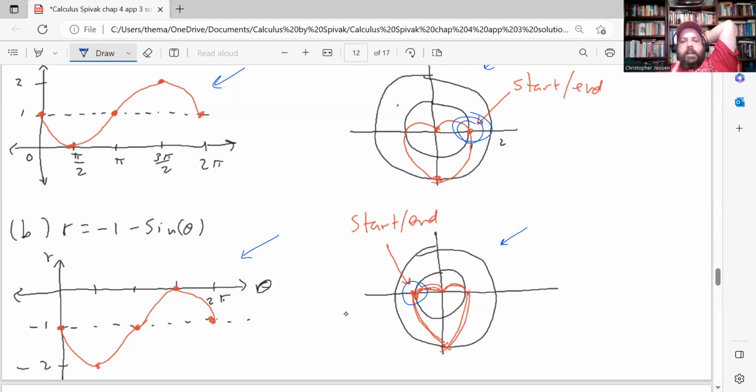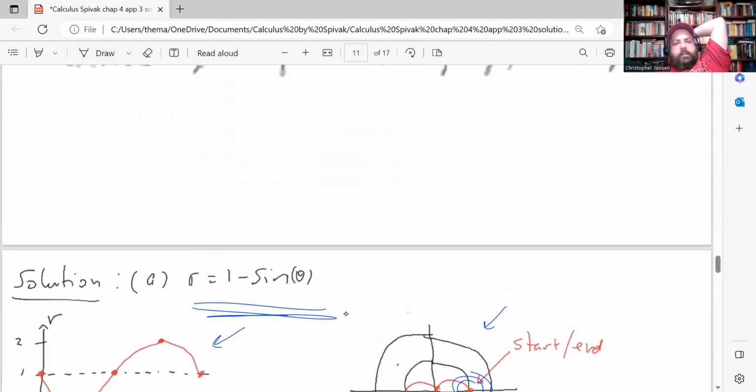Just an aside, these graphs are called cardioids, if you notice, because they look like hearts when you draw them. All right, so that's A and B.